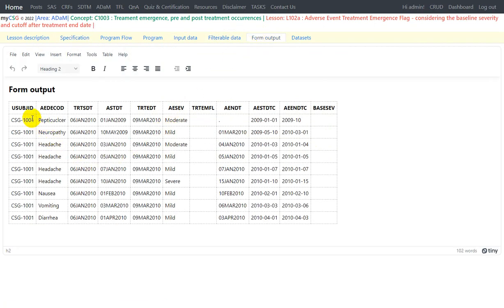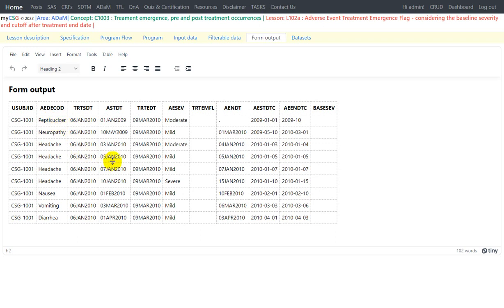I have already derived ASTDT and AENDT and kept it ready, and I have also sorted the events based on event start date so that it will be easy to identify the pre-treatment events. In this case we have data for only one subject, 1001, and this subject took his treatment on 6th Jan 2010. So any event that exists prior to 6th Jan will be considered a pre-treatment event.